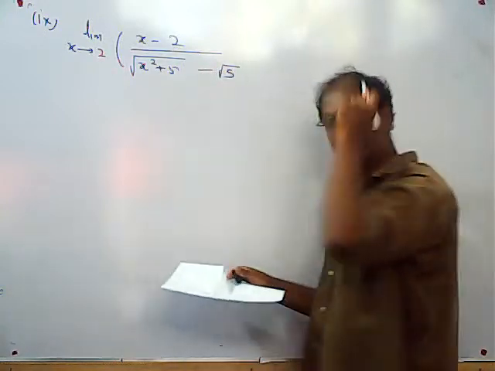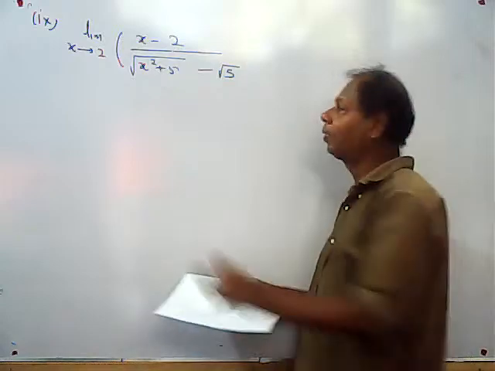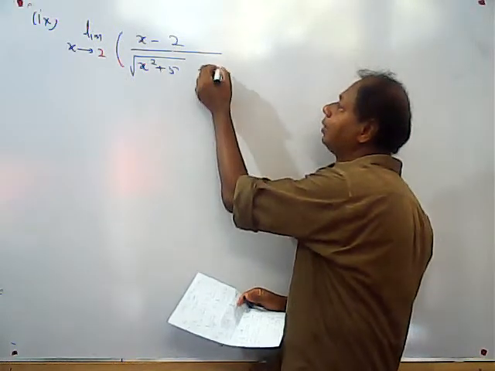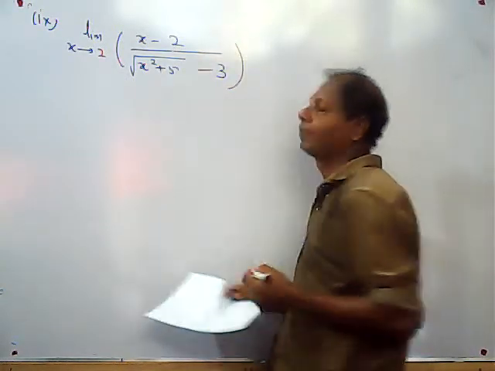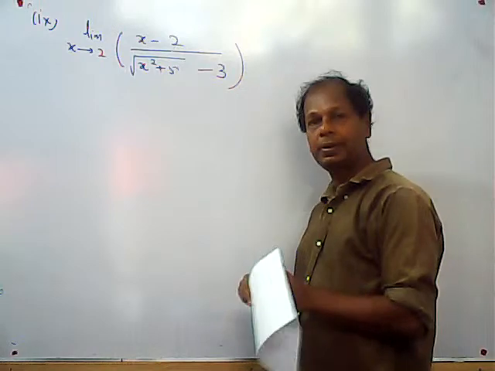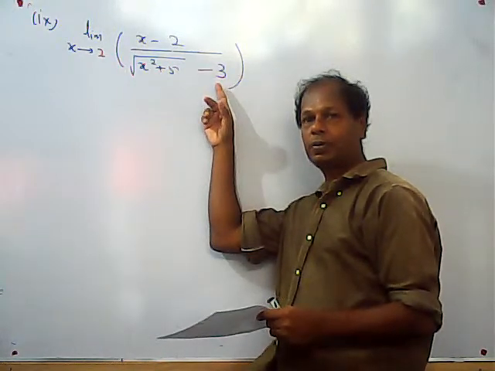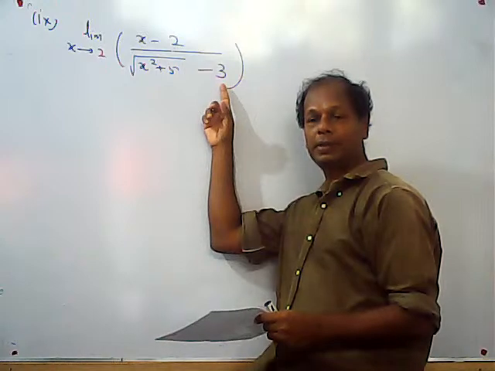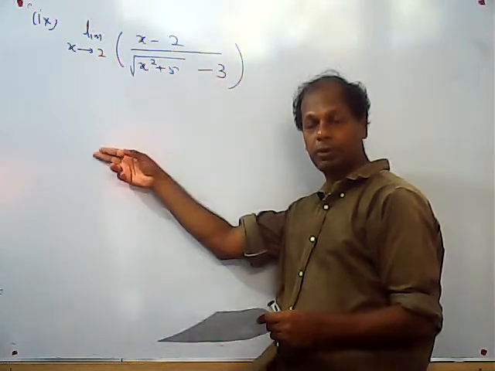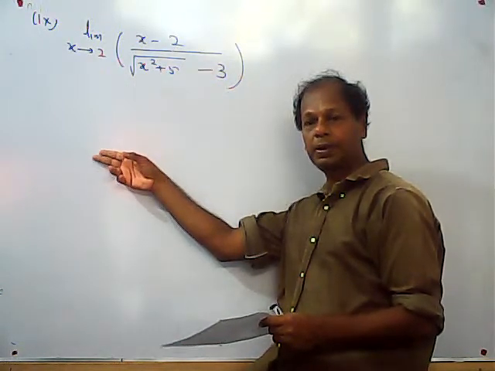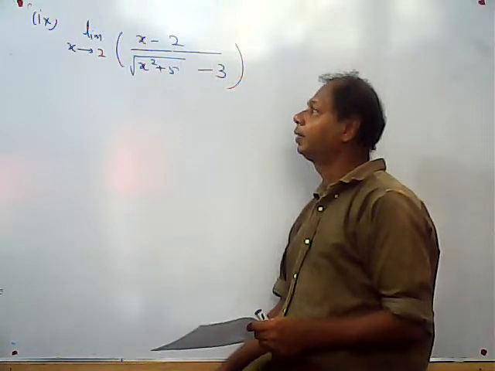If I am not mistaken, I wrote root of 5, but it's wrong. It has to be 3. This has to be 3. Right? Please correct it. This has to be 3, minus 3, not root 5. Okay, correct it now, and then you can do it now. I'll give time. Right? Start it now.